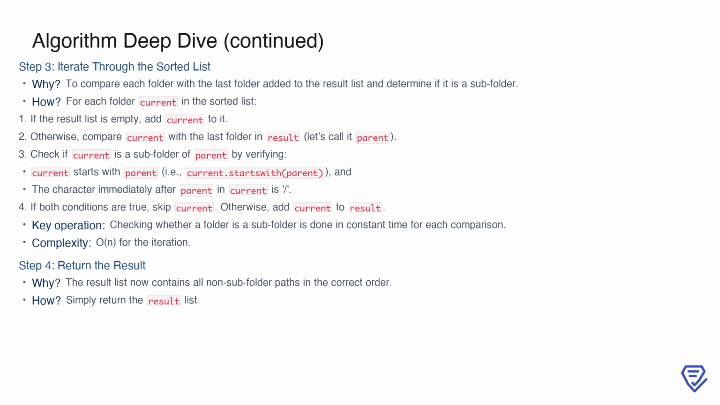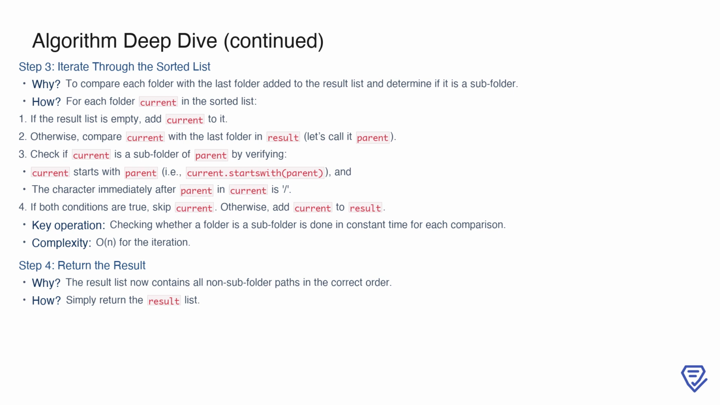Once the input is sorted, the next step is to iterate through the list to identify and filter out subfolders. The approach here is straightforward. For each folder in the sorted list, first check if the result list is empty. If it is, simply add the folder to the result list. Otherwise, compare the current folder with the last folder added to the result list, which we'll call the parent folder.